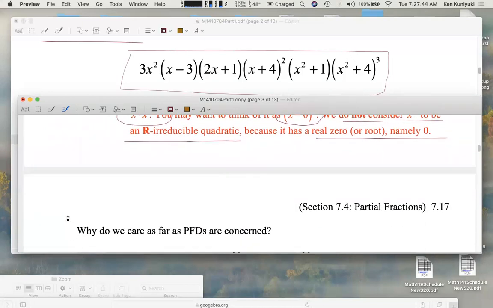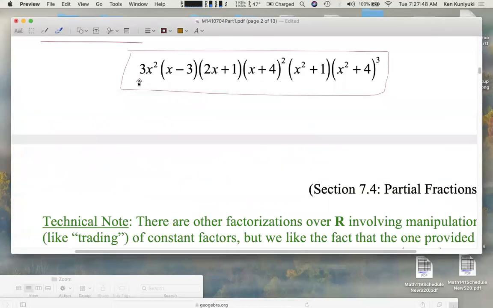So we've seen our cast of characters. Once again, what are these? A constant factor times, what are these? Repeated linears, distinct linear, repeated linears, a quadratic factor, prime over the reals, and powers of those. Repeated quadratics that are prime over the reals.